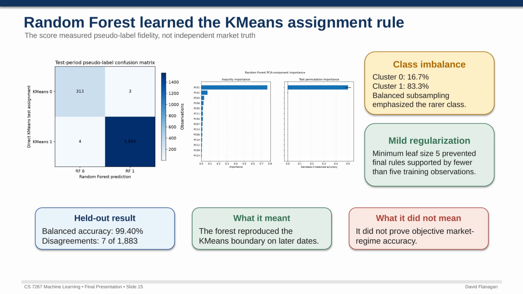On the untouched test period, balanced accuracy was 99%, with only 7 disagreements across more than 1,800 dates.